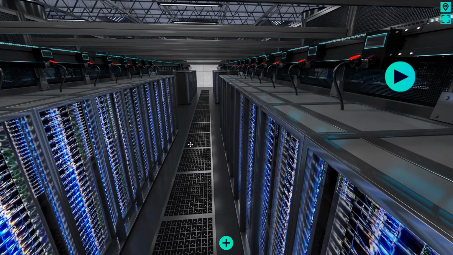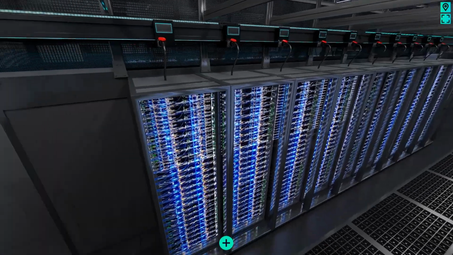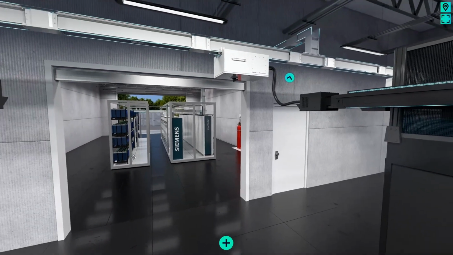Power matters. Uptime is crucial for data centers. We as Siemens provide reliable and competitive power for you.